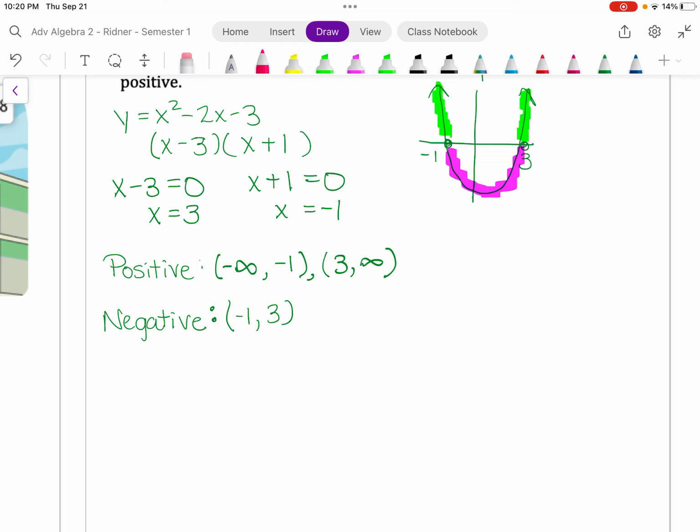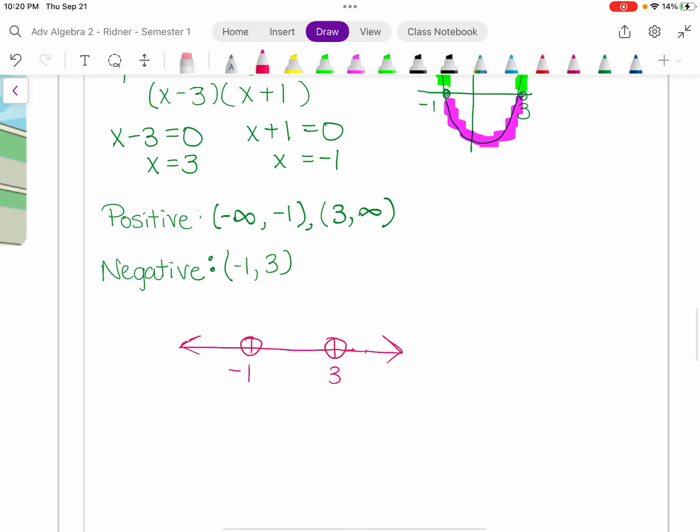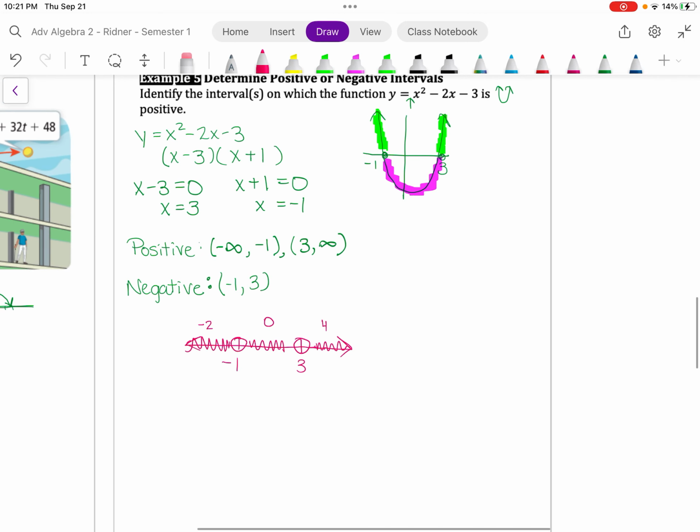But we could think about intervals. So if you're thinking about a number line, like the one in my room, and we think about -1 and 3 being the zeros, we could test points in each of the other areas. So I could test the number -2 here because it falls somewhere in that interval. I could test the number 0 because it falls in this interval. I could also test the number 4 because it falls in this interval.